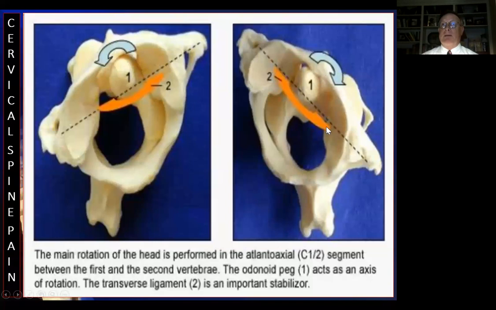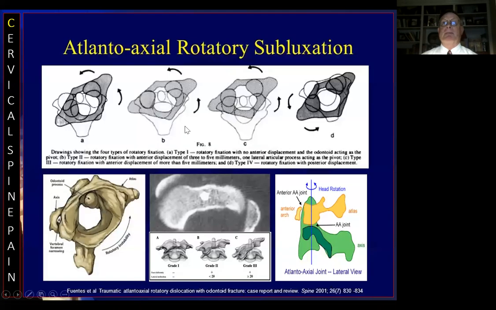And when you have ligamentous insufficiency and you have an instability here, then you're really getting cord compression. You can get all kinds of strange symptoms besides just neck pain and headaches, like urinary incontinence and things like that, from just head rotation when your ligaments are insufficient. And this shows atlantoaxial rotatory subluxation. I'm going to let you just go through this yourself.